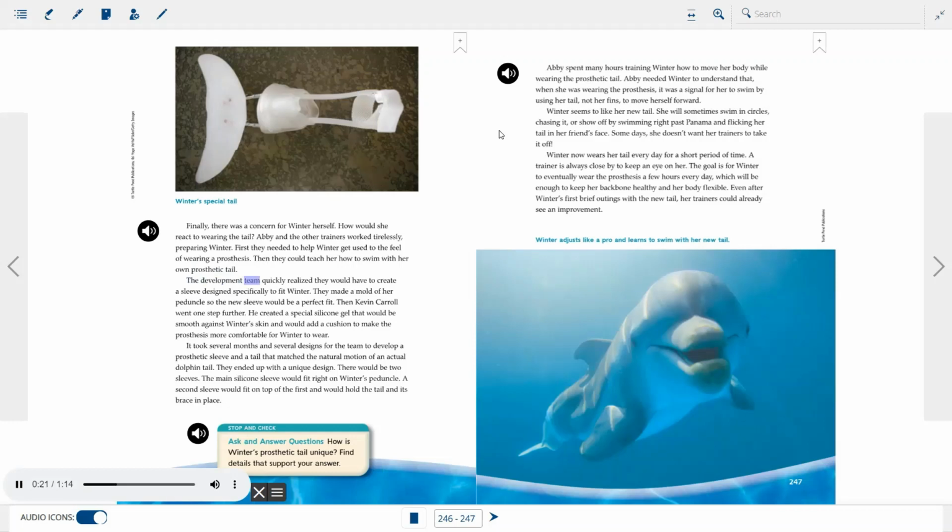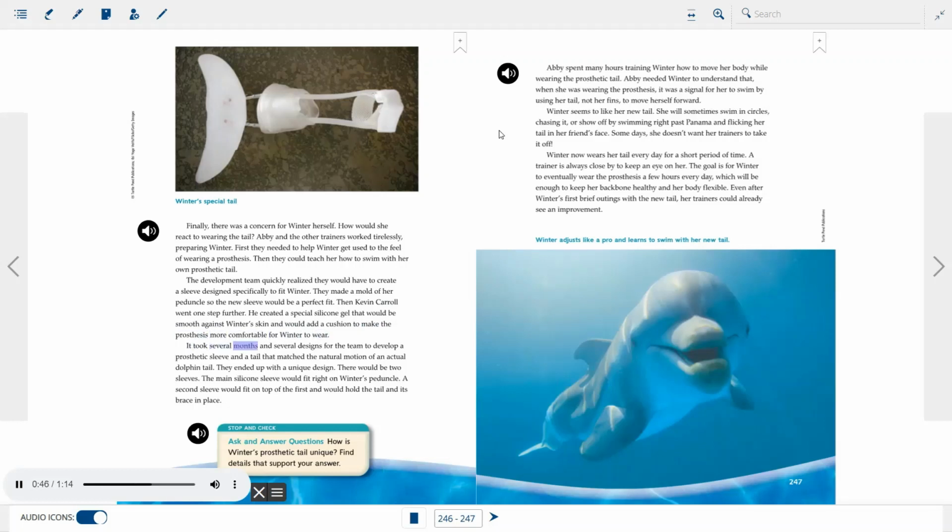The development team quickly realized they would have to create a sleeve designed specifically to fit Winter. They made a mold of her peduncle so the new sleeve would be a perfect fit. Then Kevin Carroll went one step further. He created a special silicone gel that would be smooth against Winter's skin and would add a cushion to make the prosthesis more comfortable for Winter to wear.